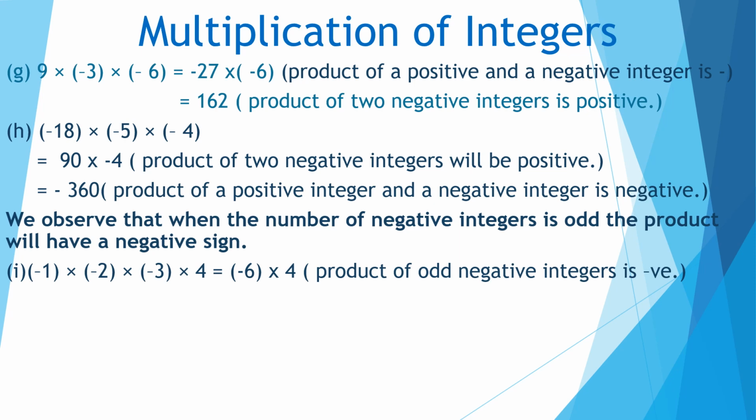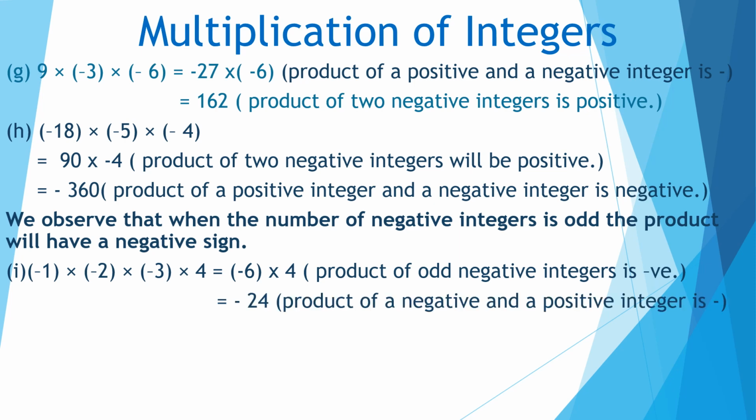Next sum, minus 1 into minus 2 into minus 3 into 4. The first three integers are negative. Let's first multiply all three of them. Minus 1 into minus 2 is plus 2. Plus 2 into minus 3 is minus 6. And product of odd negative integers is negative, and multiplied by 4. Now we have a negative and a positive integer whose product will be negative 24.